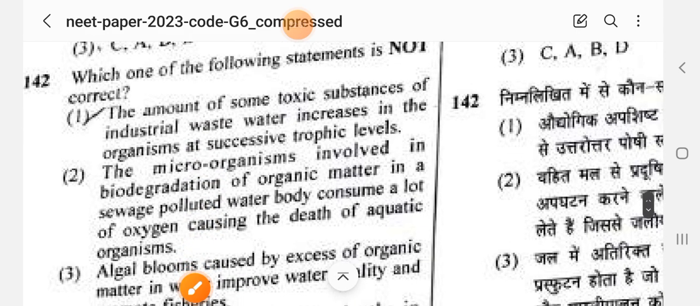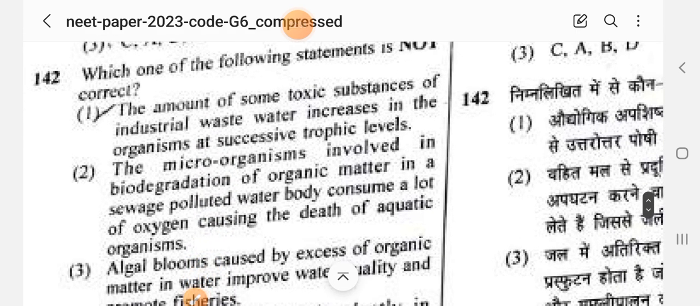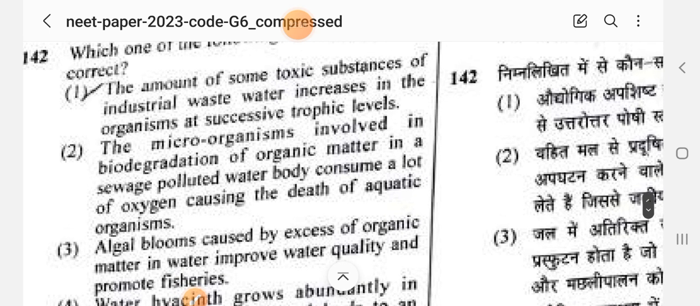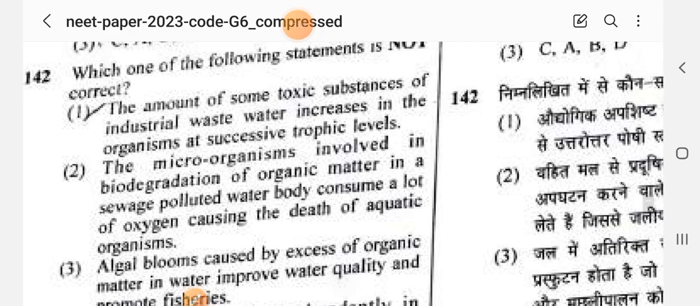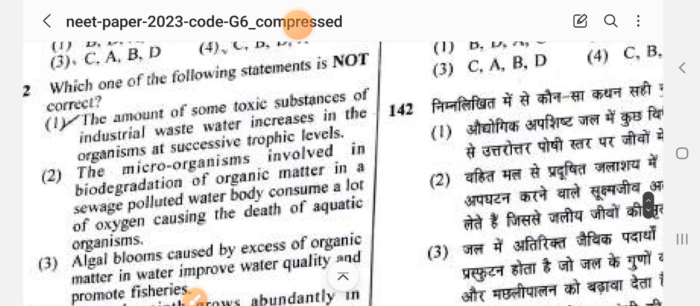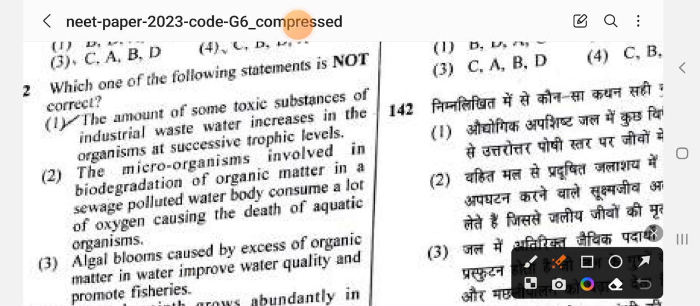So next is, which one of the following statements is not correct? The amount of some toxic substances of the industrial waste water increases in the organism at successive trophic levels. This is true. The microorganisms involved in biodegradation of organic matter in a sewage-polluted water body consume a lot of oxygen, causing death of aquatic organisms. This is also true.